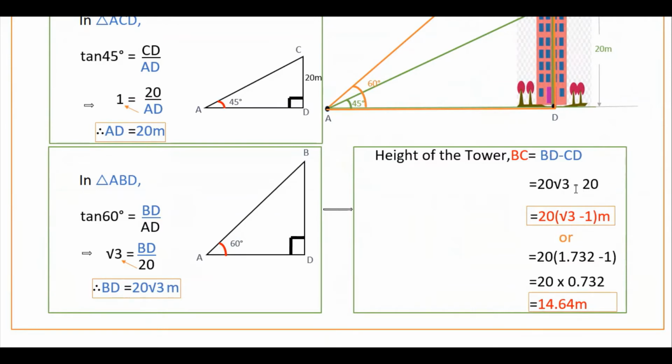That is 20 minus 20. That is equal to, here 20 is common. So 20 into root 3 minus 1 meters. Either you can write like this, or you can write root 3 is 1.732. So you can write, instead of root 3, 20 into 1.732 minus 1. That is 20 into 0.732. That is equal to 14.64 meters. So this is the height of the tower.